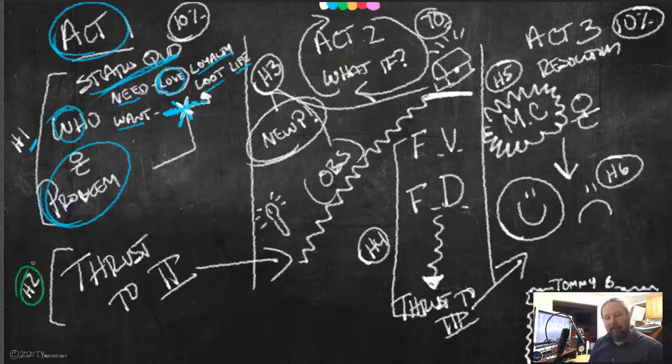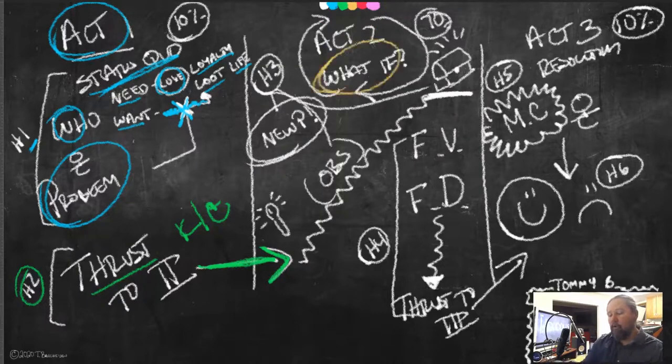Hex 2 now is going to be our thrust. And either they're kidnapped or they make the choice, that's a C, to go into that second act. There, we're going to have to set up a whole new what-if world. We're going to have to establish new rules. We're going to have to give the audience an idea of what this world is and why it's so different from before. And importantly, we're going to eventually get to that new problem.